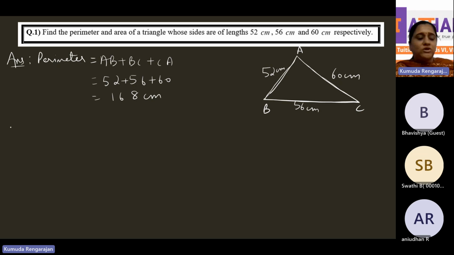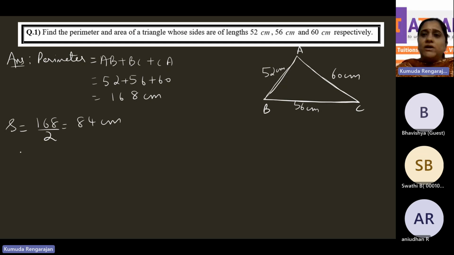To use the formula, you need to first find the semi-perimeter. Listen carefully. The first step to find area is to find the semi-perimeter. Semi-perimeter is called S. How do you find it? Semi-perimeter means half of the perimeter, so perimeter by 2. So 168 by 2, which is 84 centimeters.